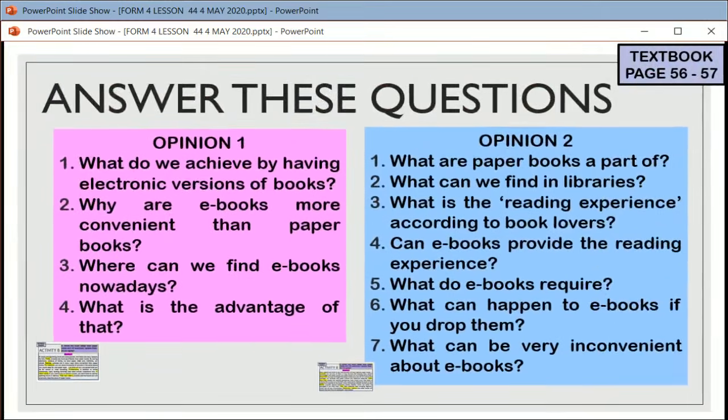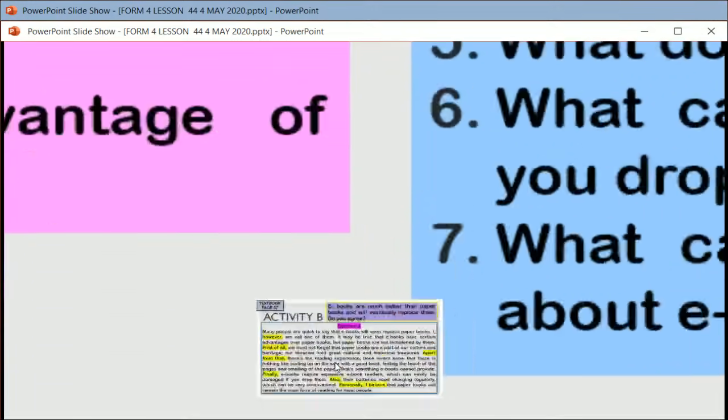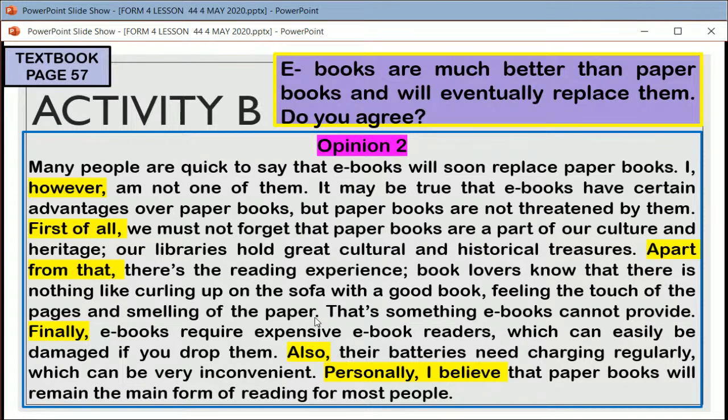Let's look at question number 6. What can happen to ebooks if you drop them? I think Lee Hong has given the answer. He will cry, he will break and cry. That's what he says. But is that what she says or he says? All right. What happens if you drop them? The answer is in the same line with this one. So what? Yeah, it will break. It will be yes. Good, Mael.